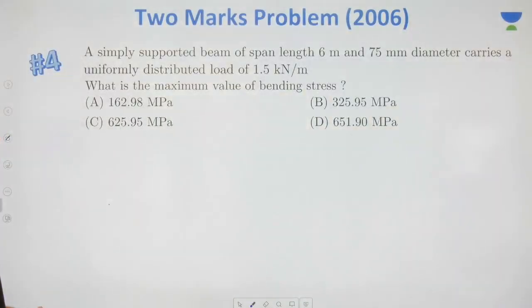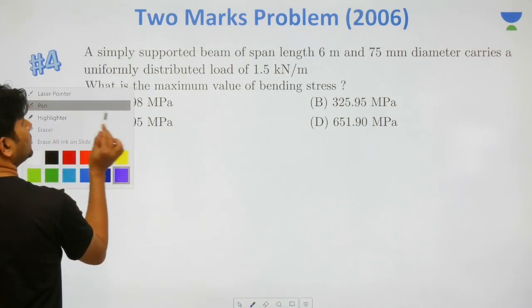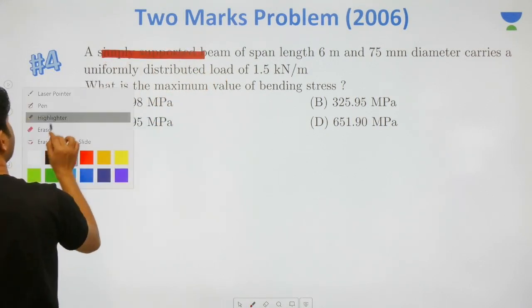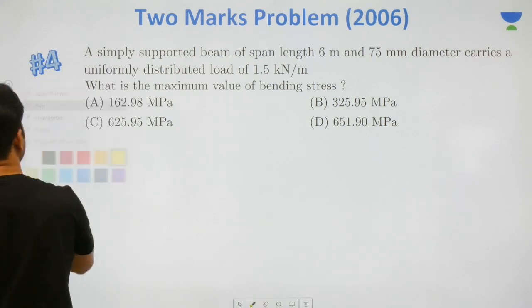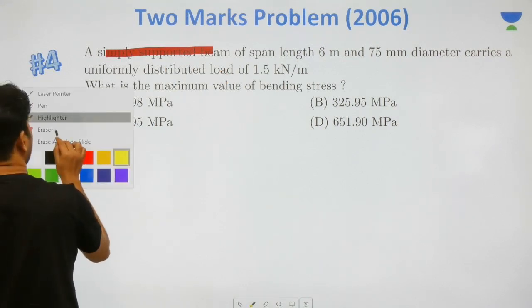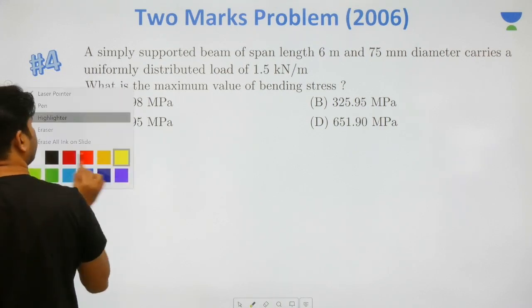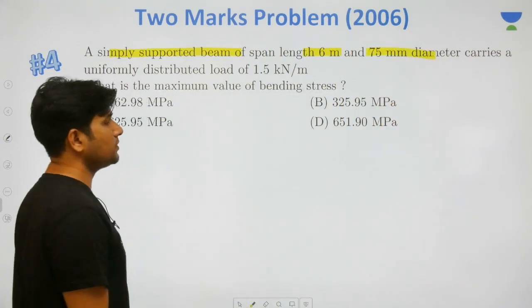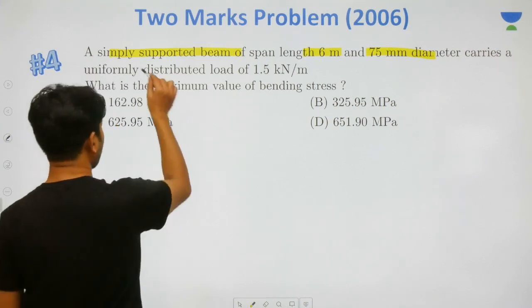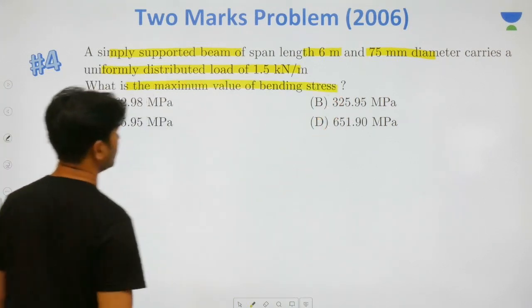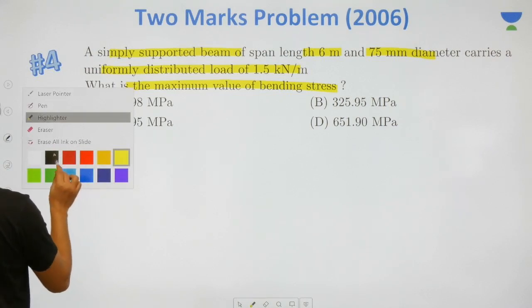Now let me take you to this particular problem they asked in 2006. This is a very simple problem. This problem says that we have a simply supported beam, length is 6 meter and dia is 75. Dia 75 means it has a circular cross section. And it is subjected to a UDL of 1.5 kilonewton per meter. Then what is going to be the maximum value of bending stress? This is what we want to calculate.